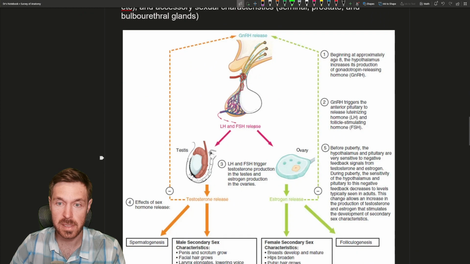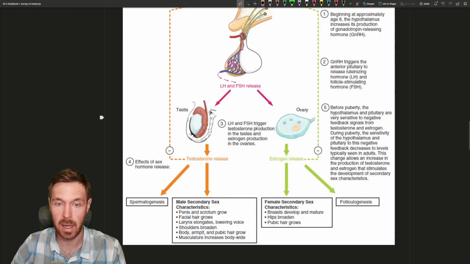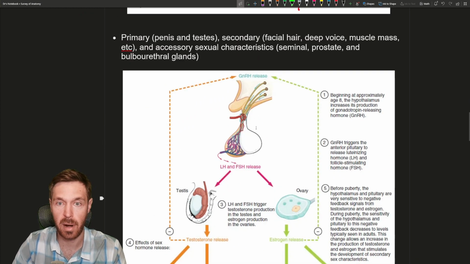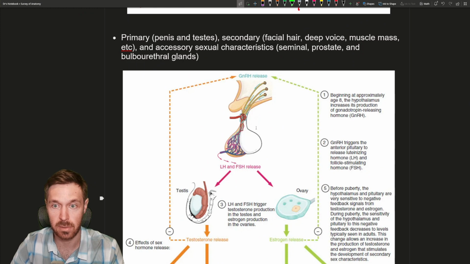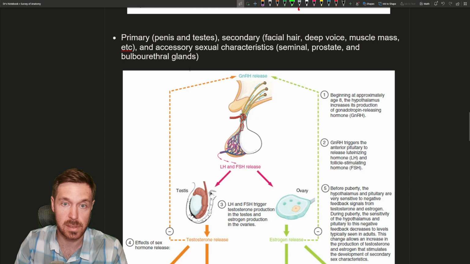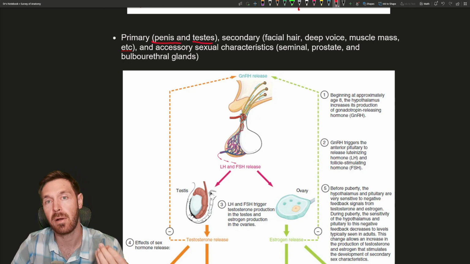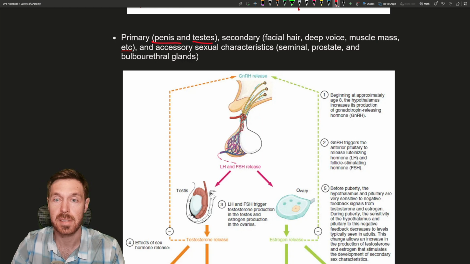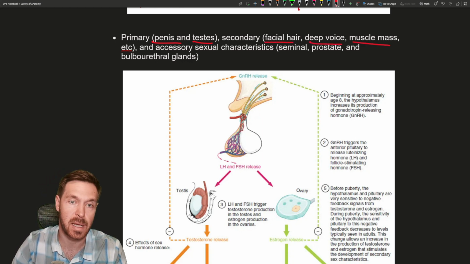Alrighty, so this image here, we're only going to be talking about the male side right now. This is just looking at primary, secondary, and accessory sexual characteristics. Primary sexual characteristics are just the organs themselves, like the penis and the testes. Secondary, for males, are what develop from the production of the hormones during puberty. So facial hair, deep voice, increased muscle mass, and so forth.